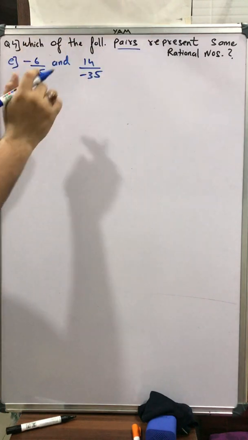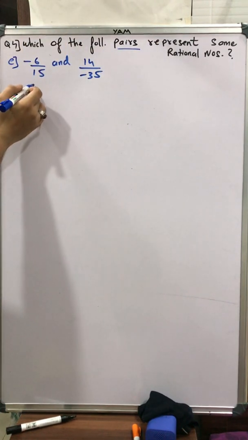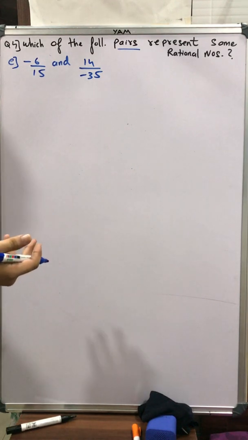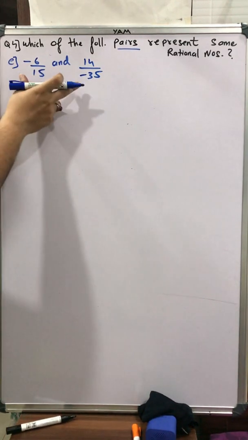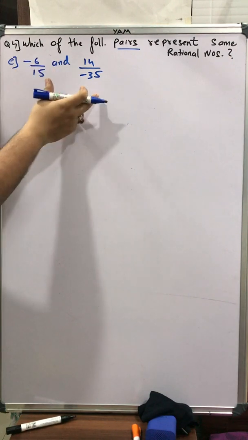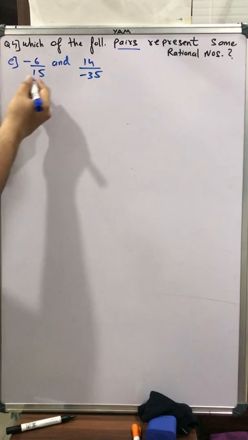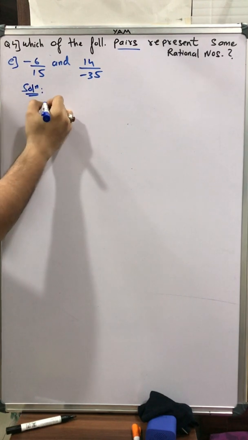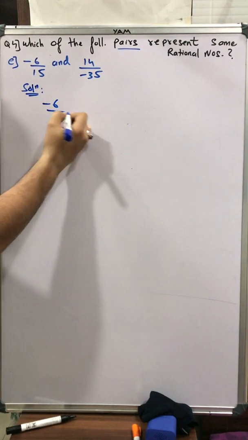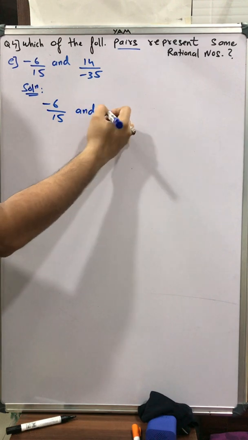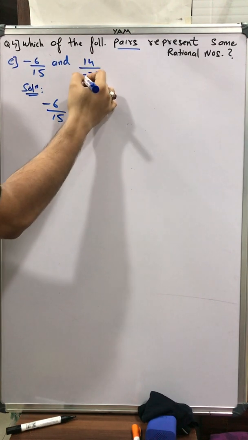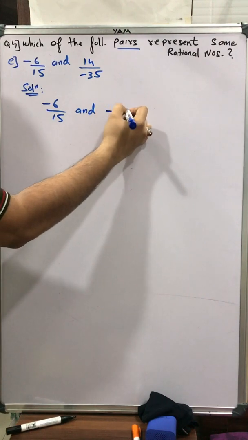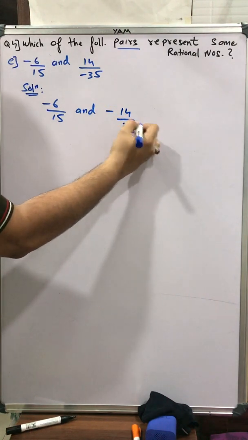The main question remains the same: minus 6 upon 15 and 14 upon minus 35. We need to find whether these two given rational numbers are the same or not. First, in the solution part, I'll copy minus 6 upon 15 here, and instead of writing minus down in the denominator, I can easily write it in the numerator. So I write minus 14 upon 35.